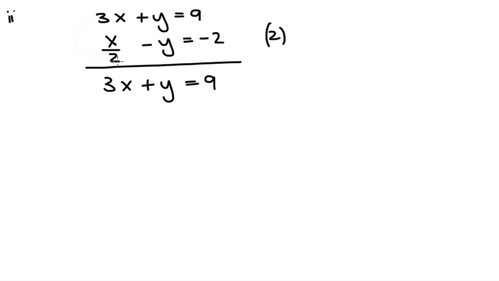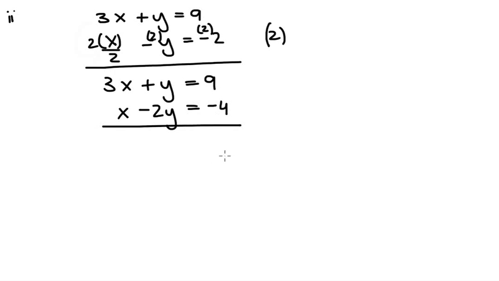When I do this, the 2 is going to cancel above and below, so I'll just be left with x. Here, when I multiply it, I'm going to get minus 2y. And when I multiply minus 2 by 2 in my last term, I'm going to get minus 4. Okay, so I'm still not ready to eliminate any of the variables, but it'll just be a little bit easier to solve if we don't have to add our 3x and our x over 2.